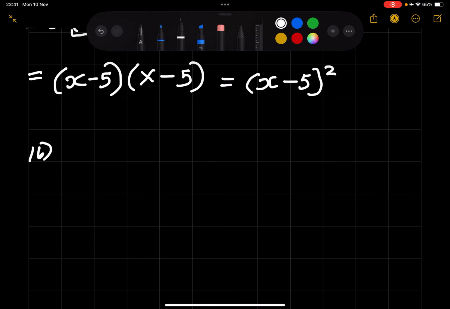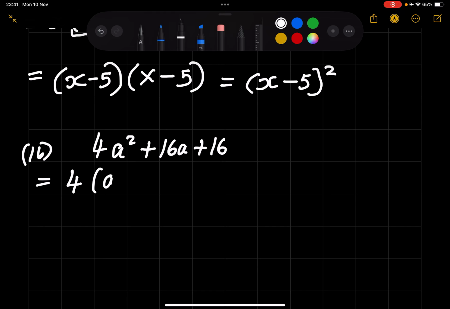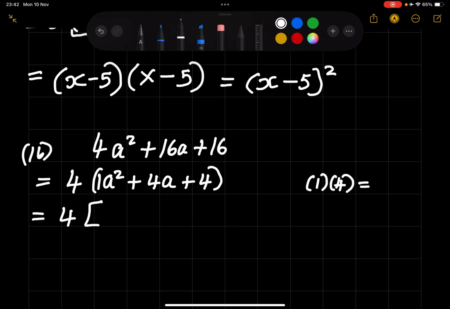Let's do 16. We have 4a squared plus 16a plus 16. We firstly need to notice that there's an HCF of 4. Let's take it out. Then we're going to have a squared plus 4a plus 4. And then you can see that, ignoring the 4 for now, your number there is 1 and then the last one is 4. So you always times the first number and the last number. Then the answer is 4.